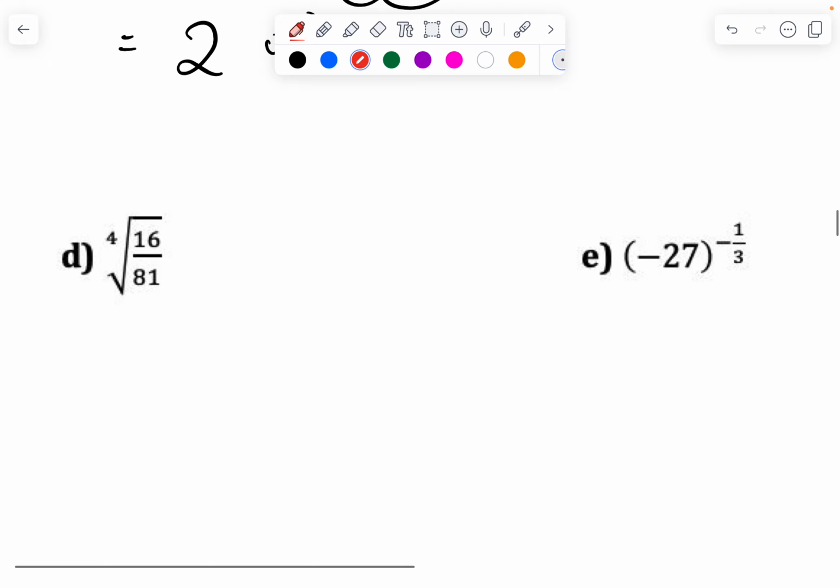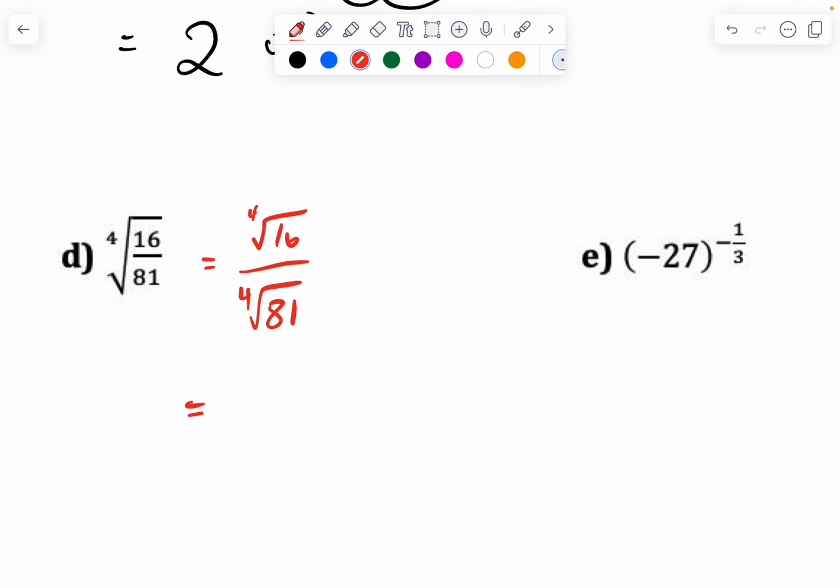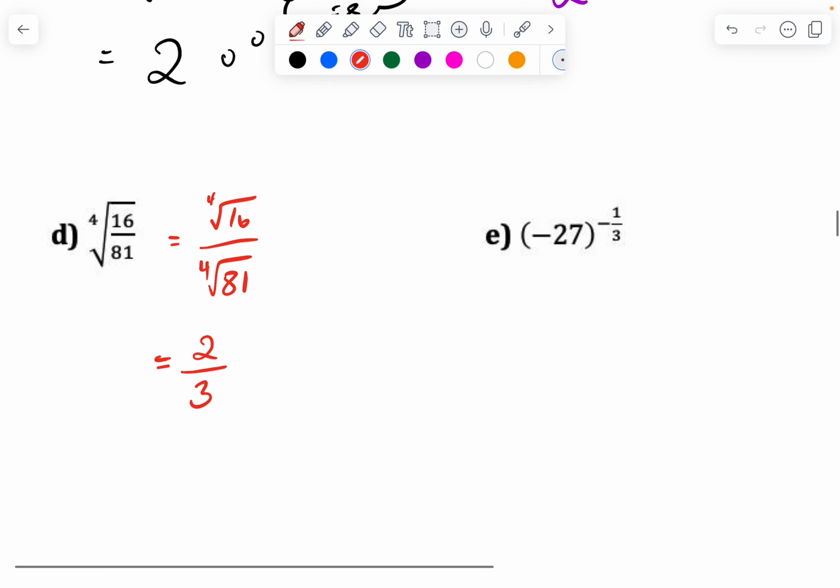What about the fourth root of a fraction? Well, if we use our fraction rules and exponent rules, this is actually the fourth root of 16 divided by the fourth root of 81. Fourth root of 16, we already said, is 2, and fourth root of 81 is 3, because 3 times 3 is 9, times 3 is 27, times 3 is 81.